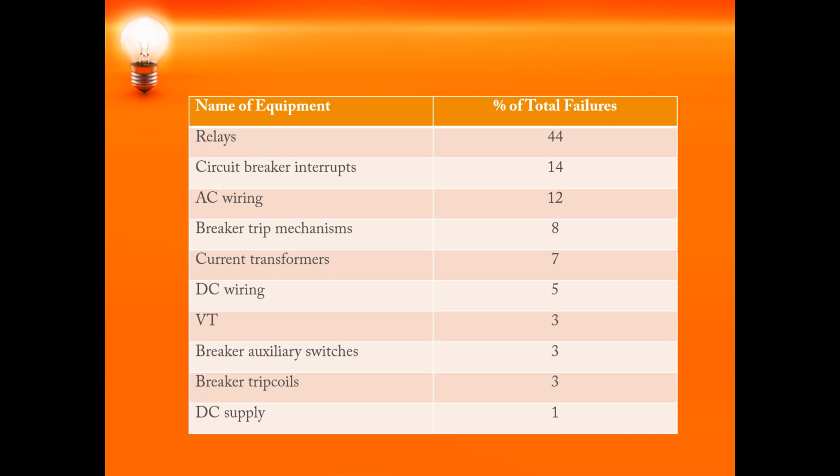Failure in the protection system is mainly due to the failure of the relays or the circuit breaker. Here you can see that the relays contribute almost 44% of the total failures which occur in the protection system, whereas your DC supply affects very little. So we need to take care of each and every component of a protection system so that the power system is protected from any faults.